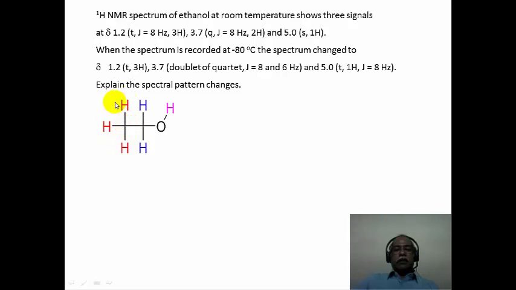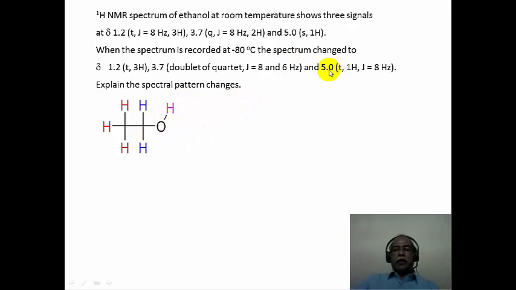quartet because of the three hydrogens that are coupled. The coupling constants are different. So this OH and CH2 coupling constant is different from the CH2 CH3 coupling constant. One is 8 Hertz, the other one is 6 Hertz. So one sees a doublet of a quartet for the methylene when the spectrum is frozen at minus 80 degrees. In other words, the exchange process is frozen or slowed down considerably at minus 80 degrees. Even more interesting is this OH hydrogen, which is now coupled to the methylene, is mutually coupled.